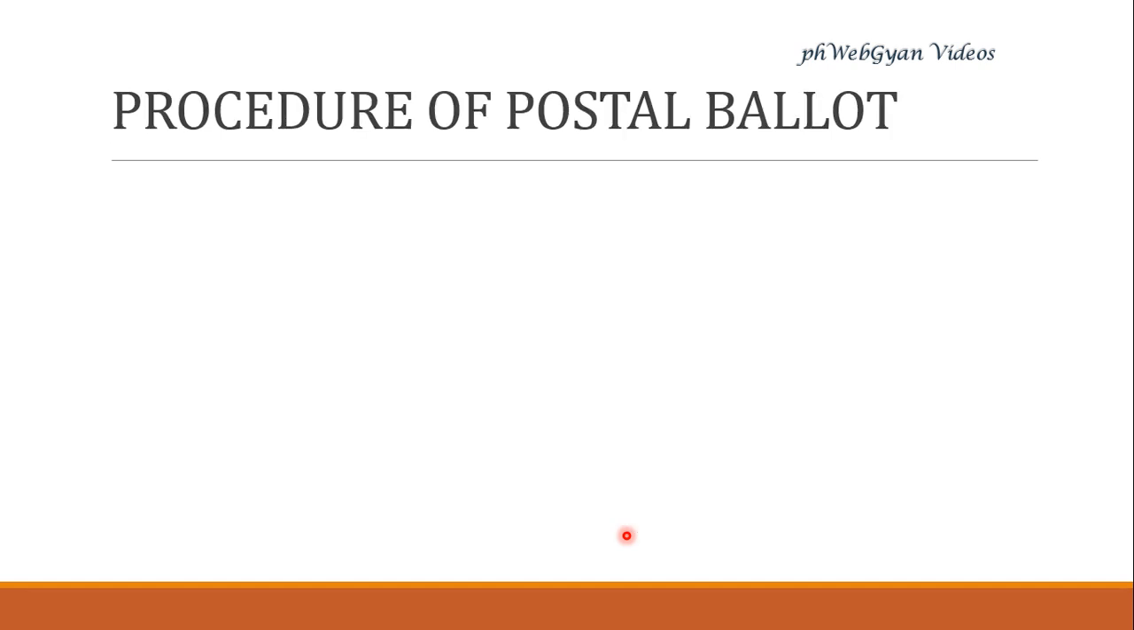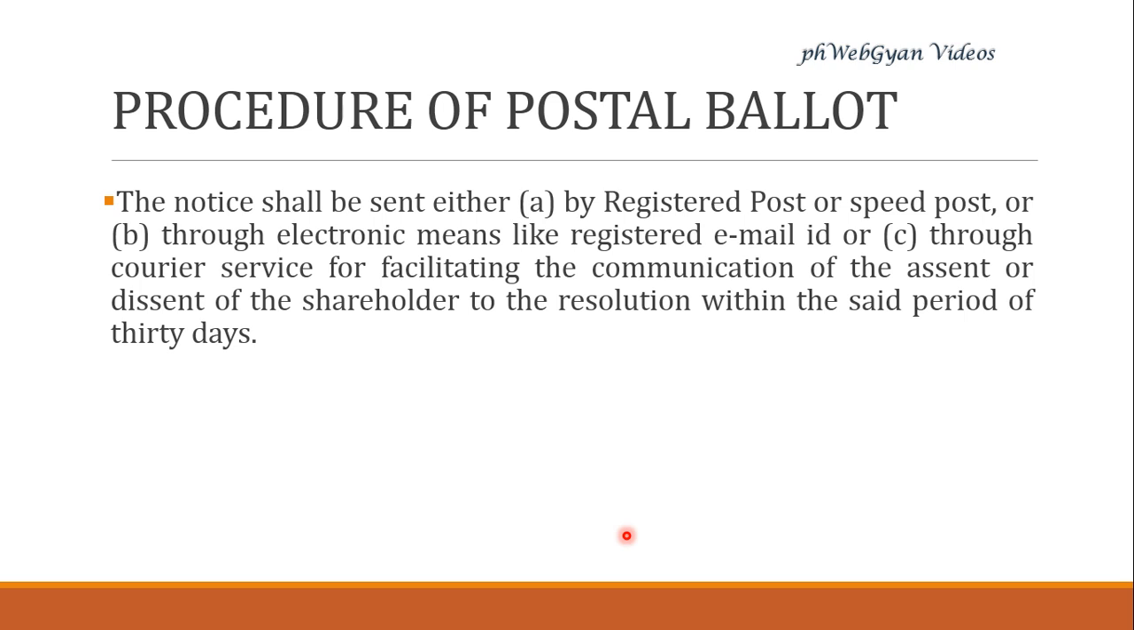Now thirdly, the notice has to be sent, and by which mode is this notice to be sent? It is mentioned in the rule and the secretarial standard as well that it can be sent either by registered post or speed post, which is the authentic way. Secondly, it could be sent by electronic mode, that is through email ID, or through courier service, for facilitating the communication of the assent or the dissent to the resolution within the set period of 30 days. It is just specifying that the reply should come within 30 days.